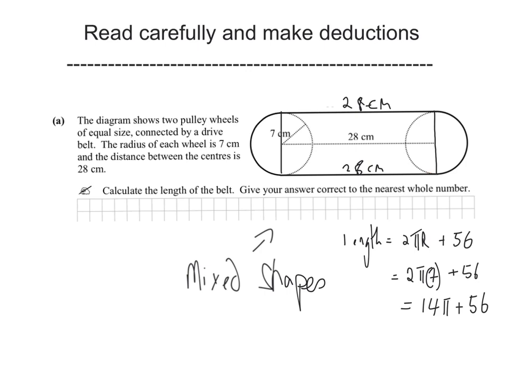So as I said, to get the total length, we just add the two 28s to give us 56, and we join the two semicircles together into a circle, which will have the length formula 2 pi r, and the radius would of course be 7, so 2 pi times 7 gives you 14 pi, and then you simply key that into your calculator and you get the length of the belt.